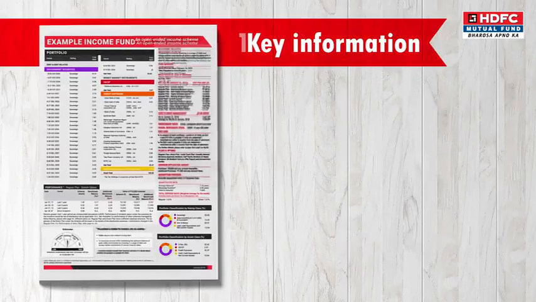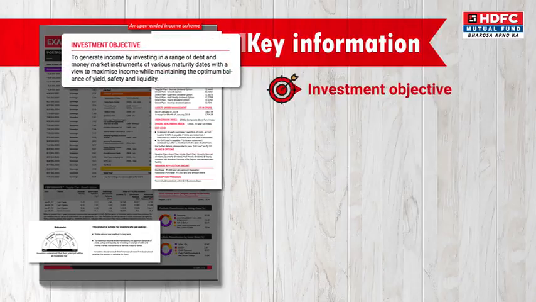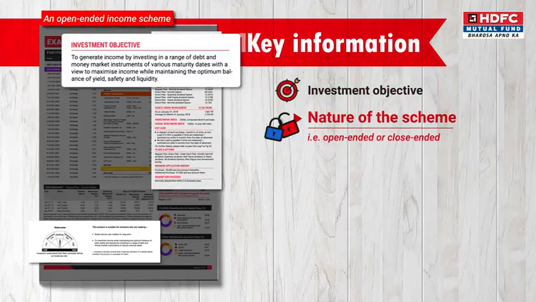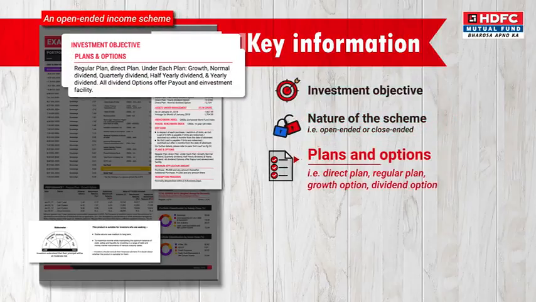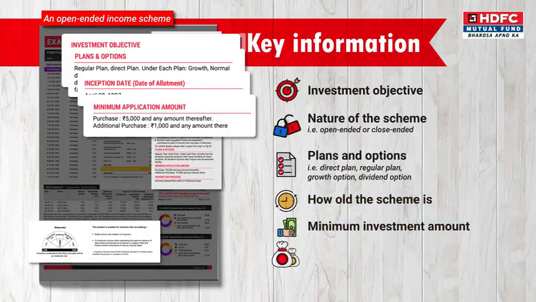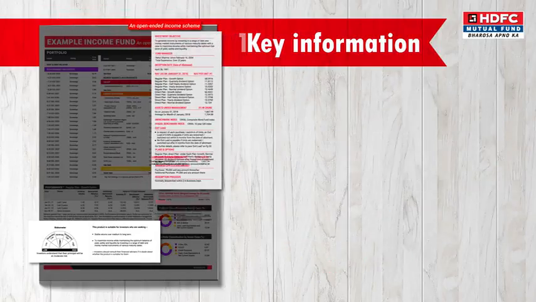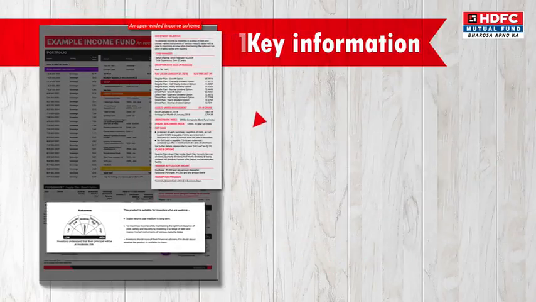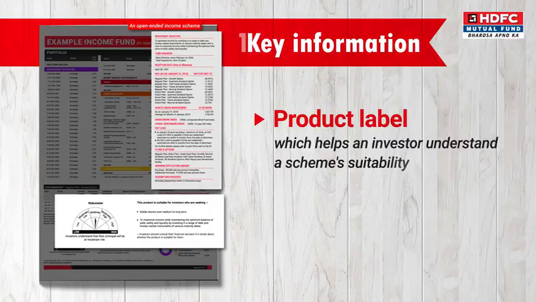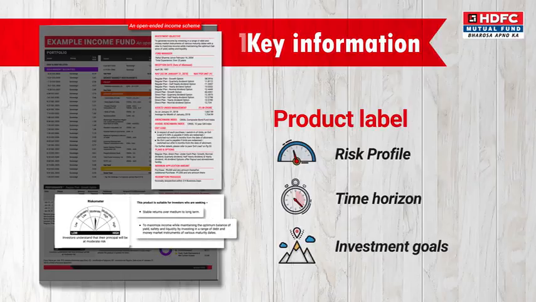Key information. Key information includes the basic details of a scheme, like its investment objective, nature of the scheme, plans and options available, how old the scheme is, minimum investment amount, assets under management, exit load, etc. The fact sheet also includes a product label which helps an investor understand a scheme's suitability for an investor's risk profile, time horizon, and investment goal.